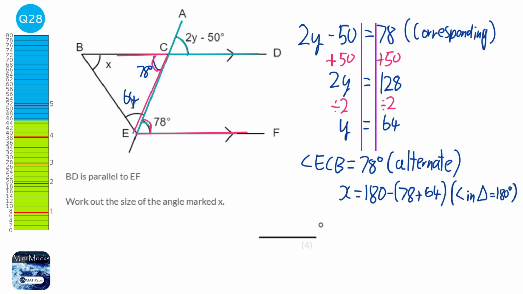And just make sure you write down all the reasons as you go. And when we take away the 78 and the 64 from 180, you get 38. So x is therefore 38 degrees.